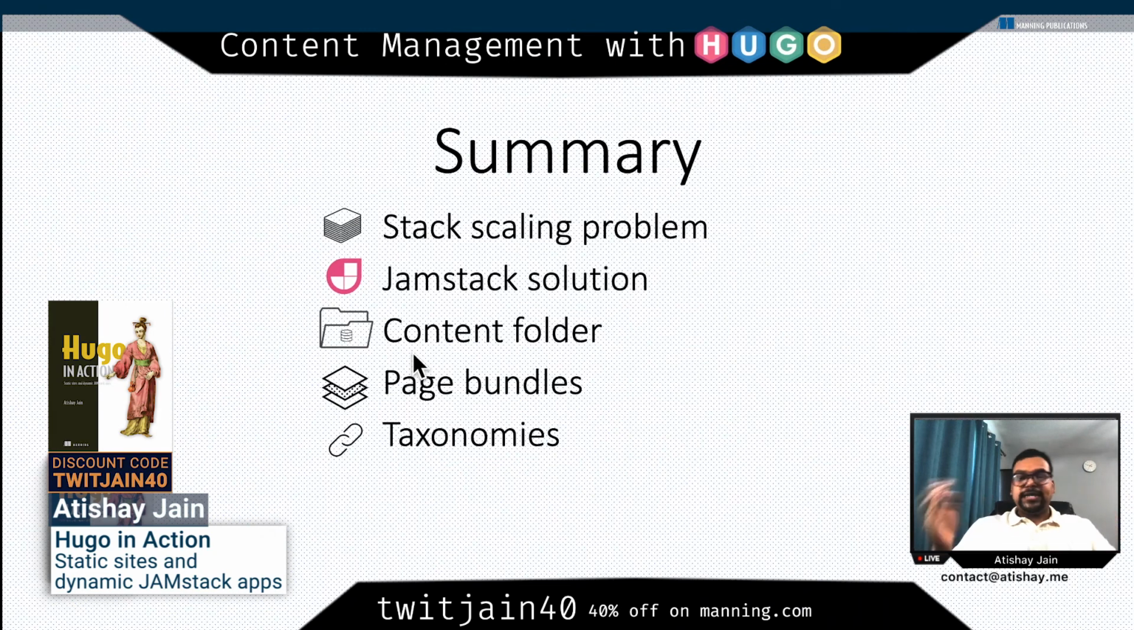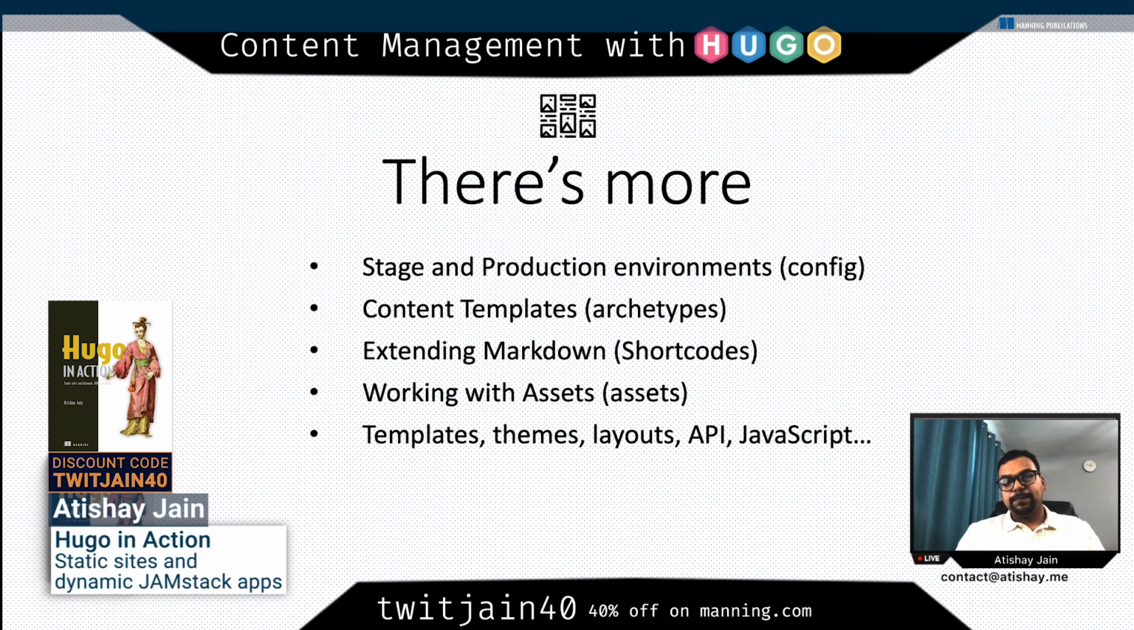So let's summarize what we did today. We talked about the scaling problem that we have with a traditional stack, and why we came up with Jamstack as a solution, which puts much emphasis on a content folder, but provides us the ability to organize it as a sitemap. Then we have the concept of page bundles, which can make life easier by keeping the stuff that used to live on the web server and application server in a bundle. And we have a concept of taxonomies that shows us how relationships work.